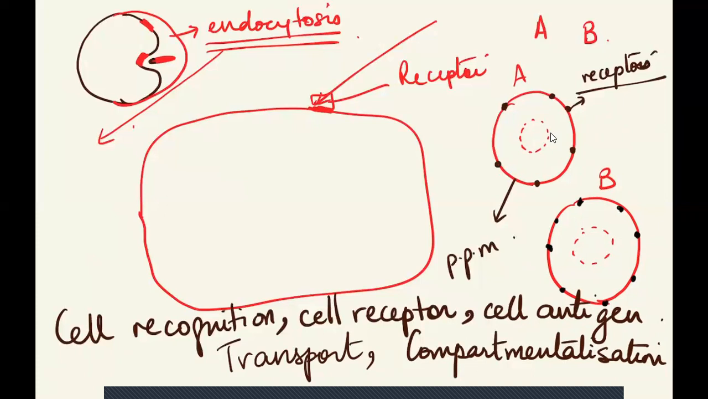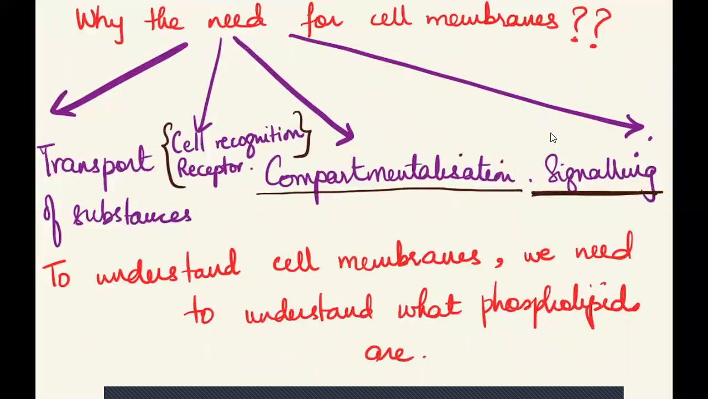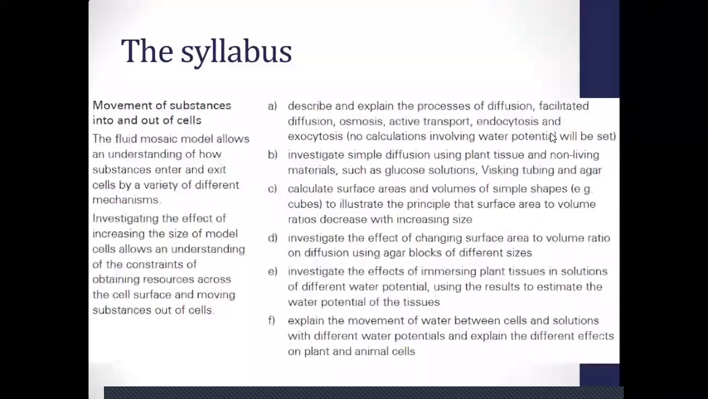Cell membrane helps in compartmentalization, cell to cell recognition. Cell membranes have cell receptors. Cell membranes can help in the transport of substances, in phagocytosis, so on and so forth. बहुत ज़्यादा functions हैं cell membranes के. Right? Okay. These are all the functions which are summed up. But in order to understand the functions of cell membranes, we actually need to understand what phospholipids are, right? So let's see what phospholipids are.